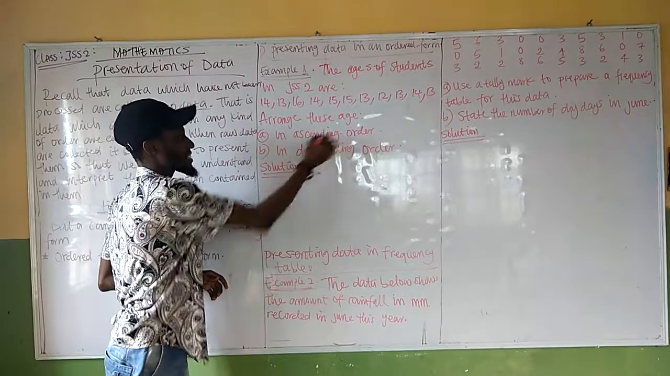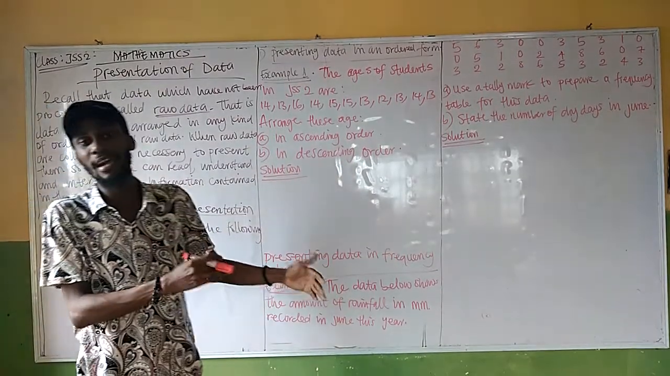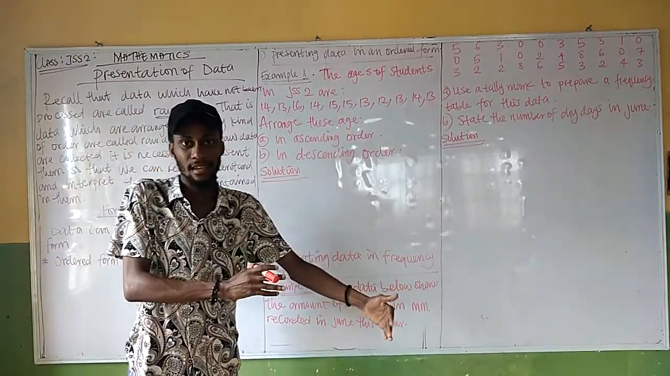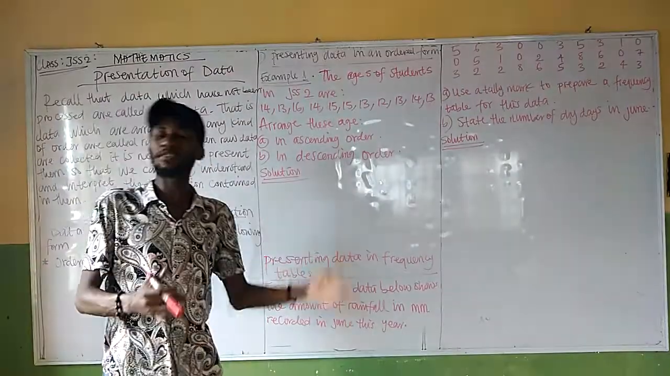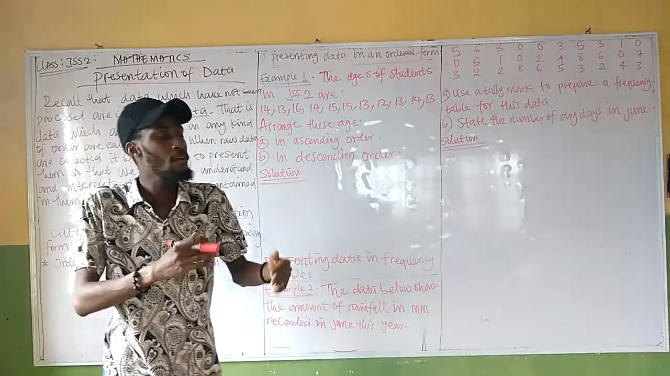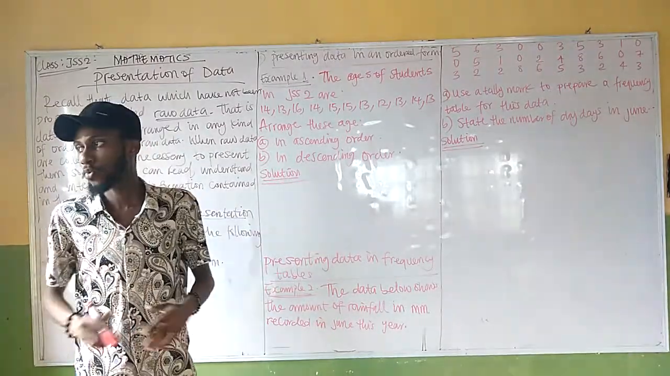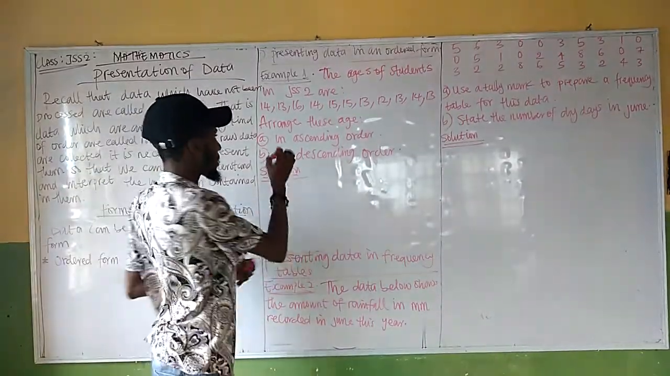So when you talk about ascending order, it means arranging those numerical values from their lowest number to their highest number. Then if you are arranging it in descending order, it simply means arranging those numbers from their highest number down to their lowest number.